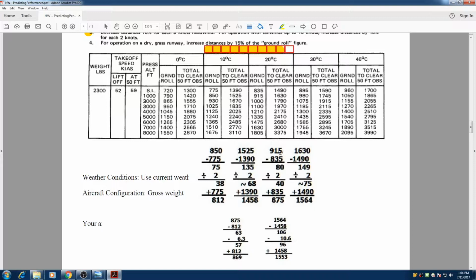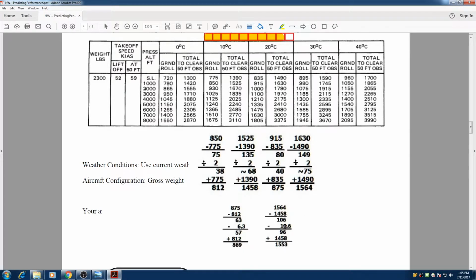So we have this number. We calculated that 1564 is here, and then 1458 is here. We take the difference, which is 106, and 10% of that, we take 10% off, it gets 96, and we add it to the little number, and the total to clear 50-foot obstacle is 1553 feet.